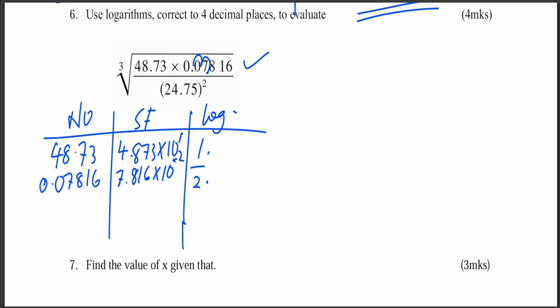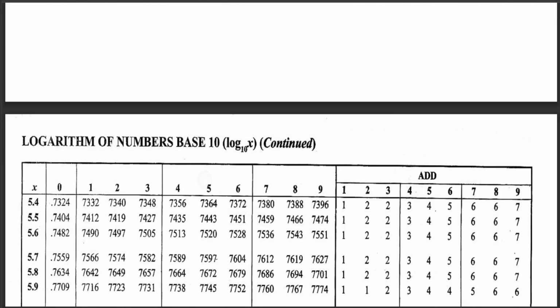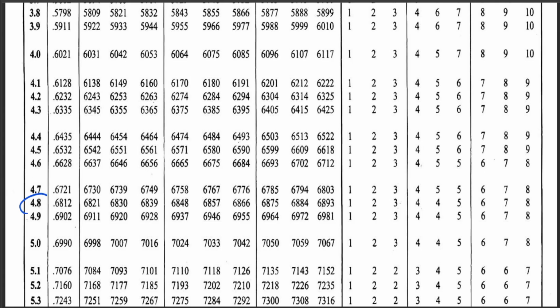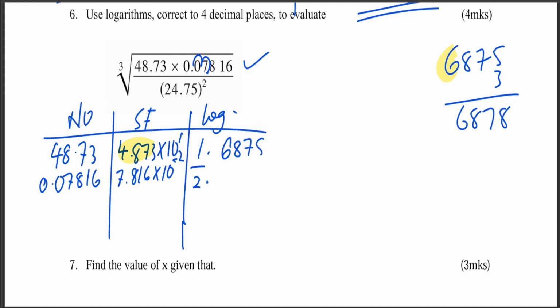So acha tuanze na log ya 4.873. Tuende kwa 4 figure table. 4.873, 4.8 ndo hii hapa, 7 ni hapa, then 3 ni hapa. So itakupa 6875 plus 3, which is 6878. So hapa ni 6878.